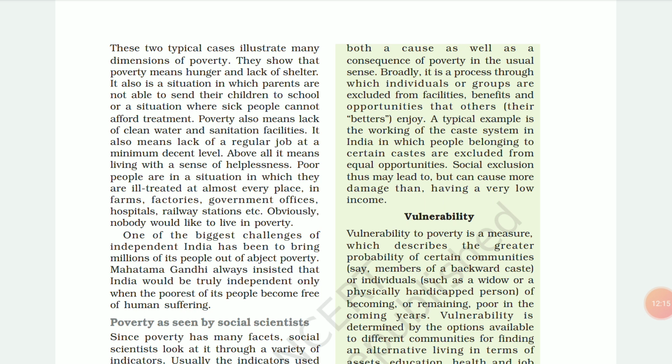One of the biggest challenges of independent India has been to bring millions of its people out of abject poverty. This is one of the biggest challenges that India has faced in the past and is facing in the present as well, that is, to make India poverty free. Many anti-poverty schemes and measures have come up, but still India has not been able to meet its target. The main reason behind this is that people are unaware. Those who are aware do not require it, and those who are not aware require it.